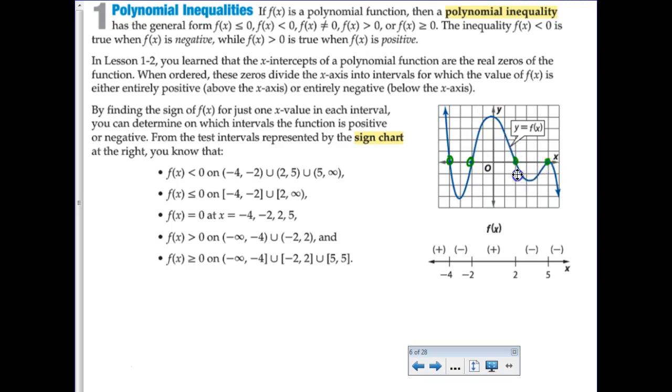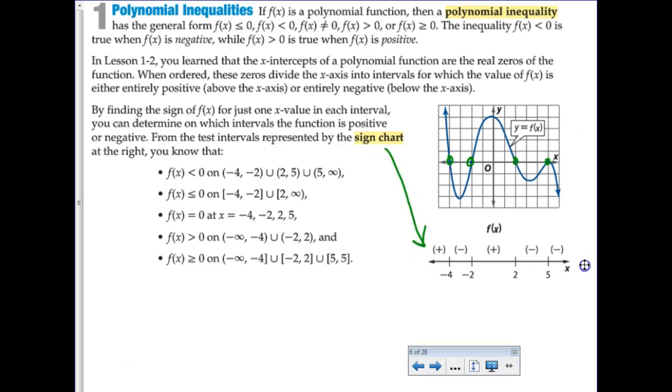And then what about here? Because it comes through, is it crossing through the axis there? No, it's bouncing. So while it did hit 0, technically speaking, it didn't come through and create a positive output, so the function is still going to be negative after that. So what they've done is they've created what's called a sign chart.